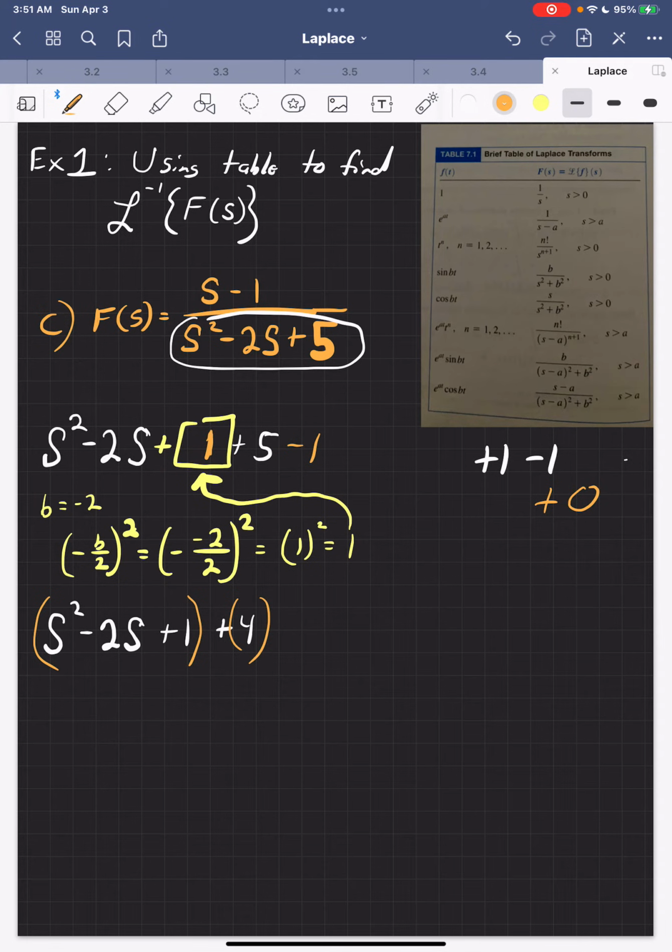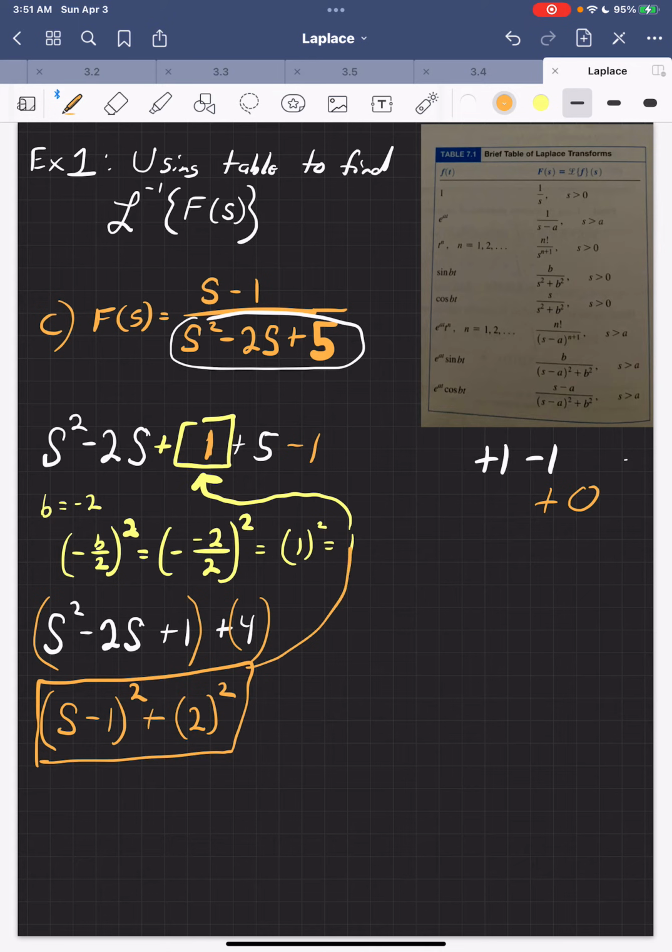And if you factor this trinomial, you would get s minus 1 squared. And of course, you can write 4 as 2 squared. Now, all of this work to rewrite this denominator. So now let's write the problem.